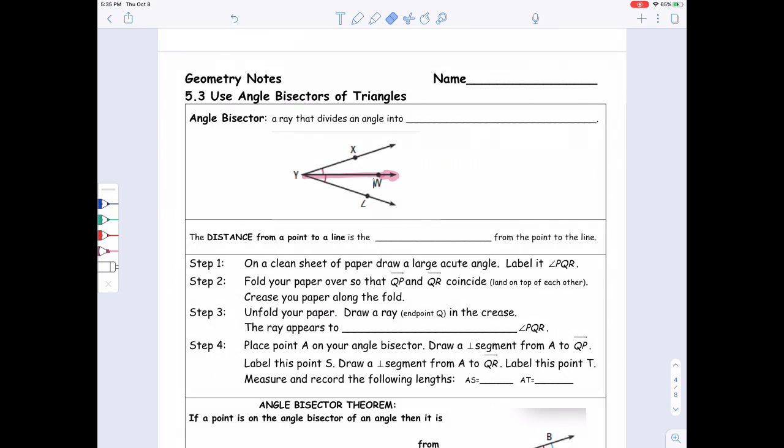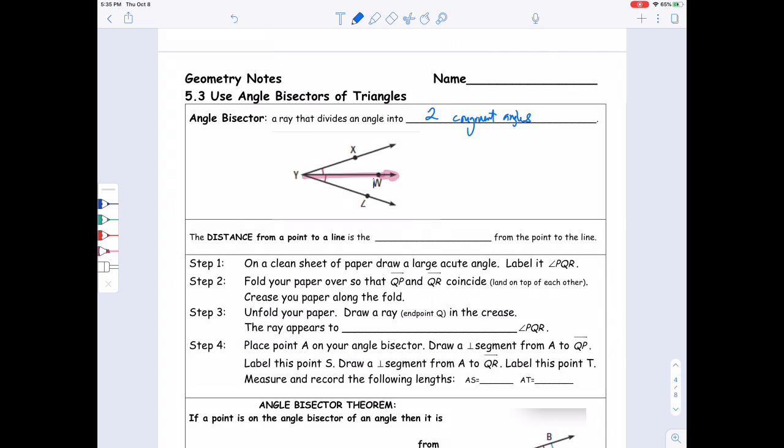This video will be mainly talking about the angle bisector. We've talked about angle bisectors before, but now we're mainly looking at them within triangles and other properties with angle bisectors. So just to review, an angle bisector is a ray that divides an angle into two congruent angles.